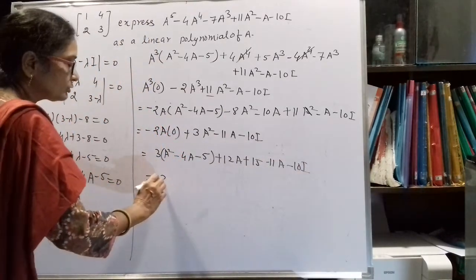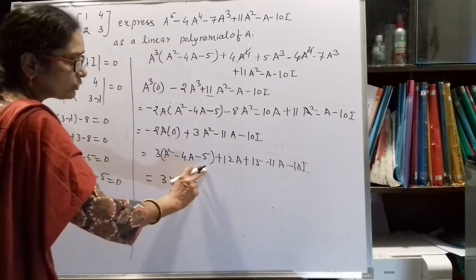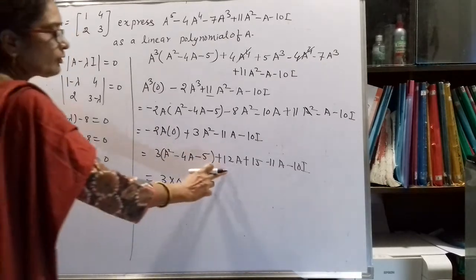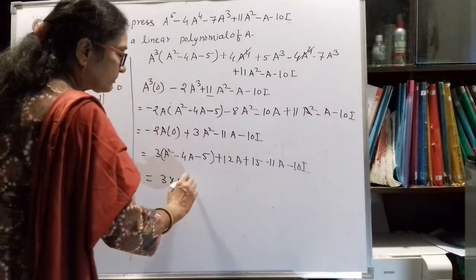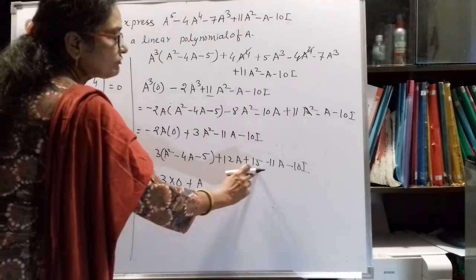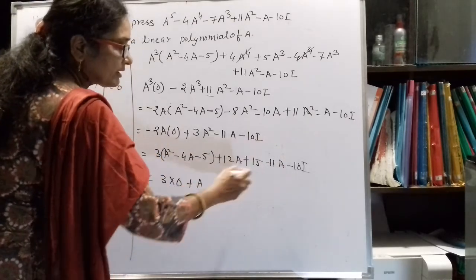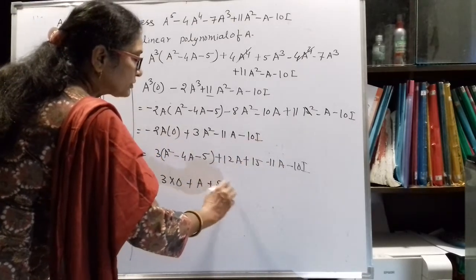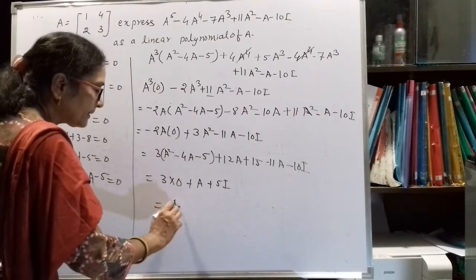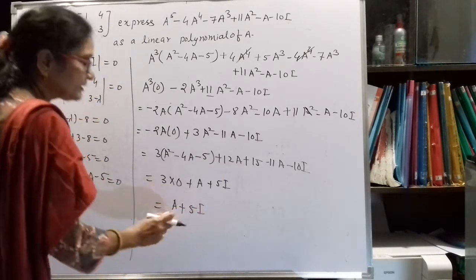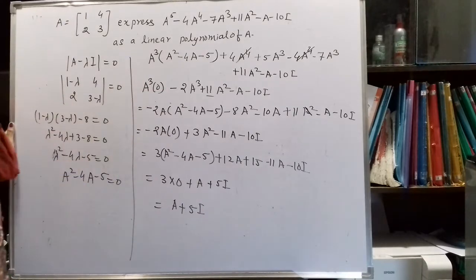Now this is equal to 3 into 0, this whole thing is 0 because its value is 0. 12A minus 11A will get plus A, plus 15I minus 10I will get 5I. So it is equal to A plus 5I. It is now reduced to linear form. The linear polynomial degree is 1 now.